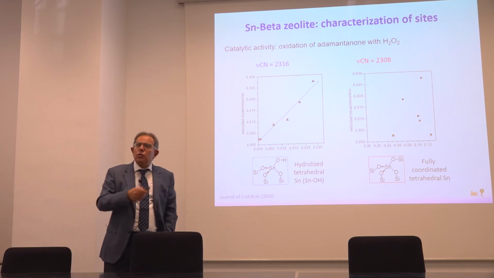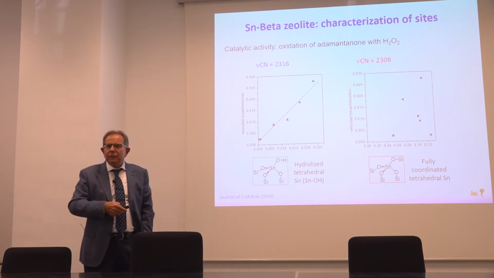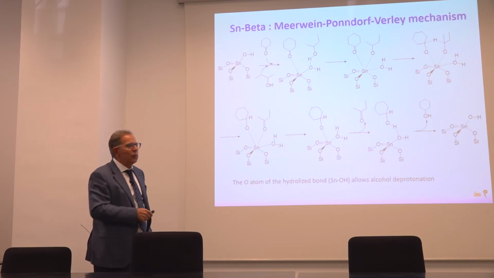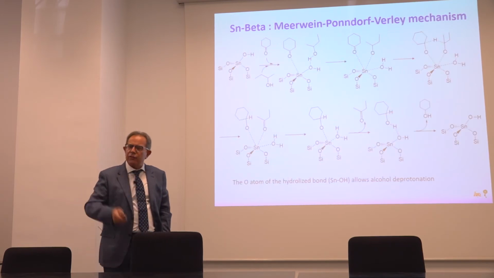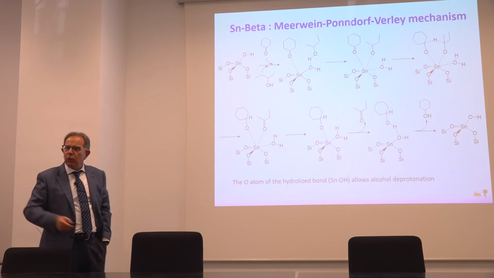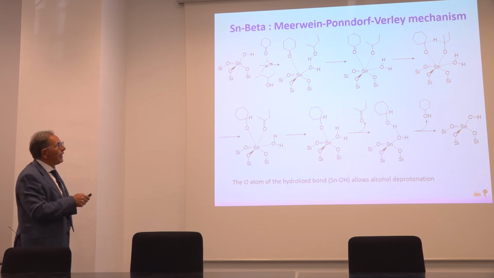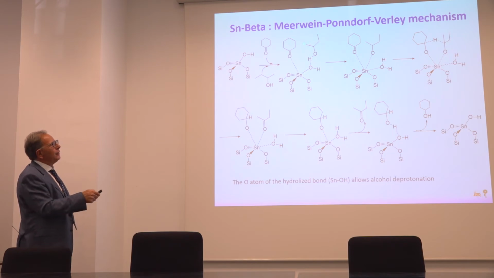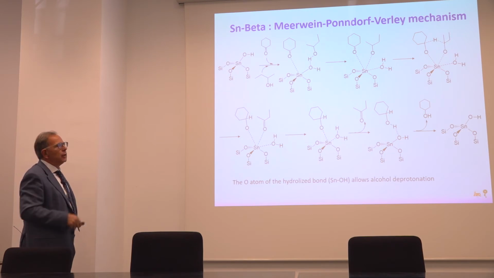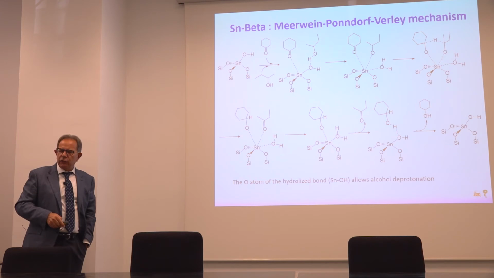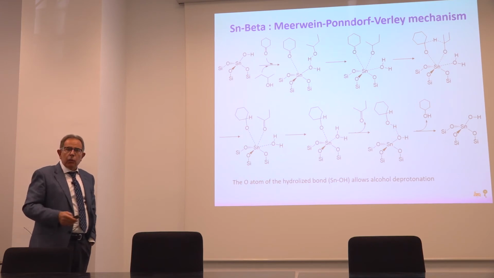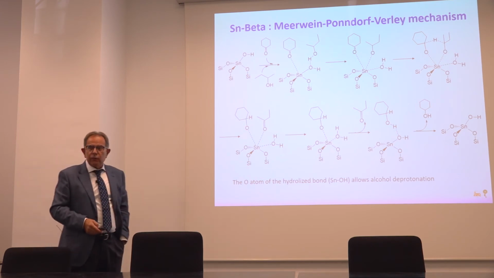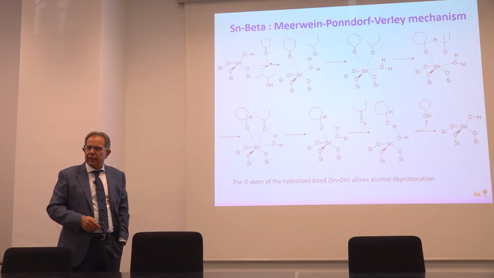And that was not only for the Baeyer-Villiger, but for the other reactions that we were carrying out, like hydrogen transfer, for instance, the Meerwein-Ponndorf type of reaction. Again, this is the site. Here is how we activate that molecule to be able to transfer the hydrogen. So we know the type of sites, we know how to generate them, so we can produce an active catalyst.